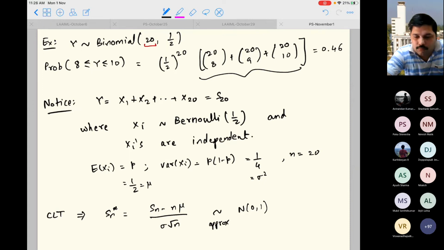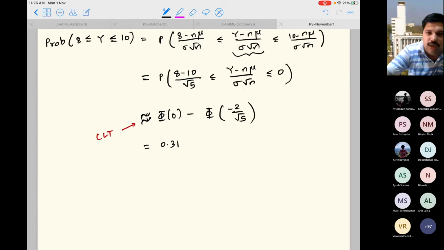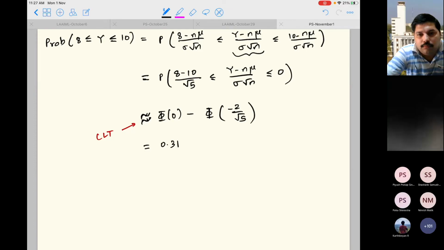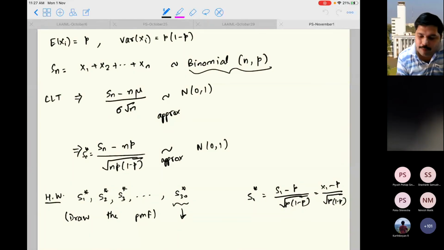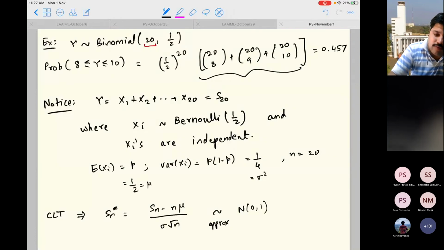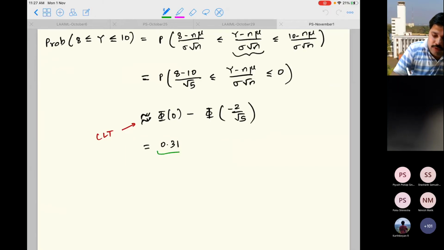0.457. Okay, so 0.457. And what is this value? Is it 0.31 roughly? So this approximation, though nice, doesn't really match what is theoretically happening. It is not matching very well, right? This value 0.457 is not matching well with this value, which is 0.31.